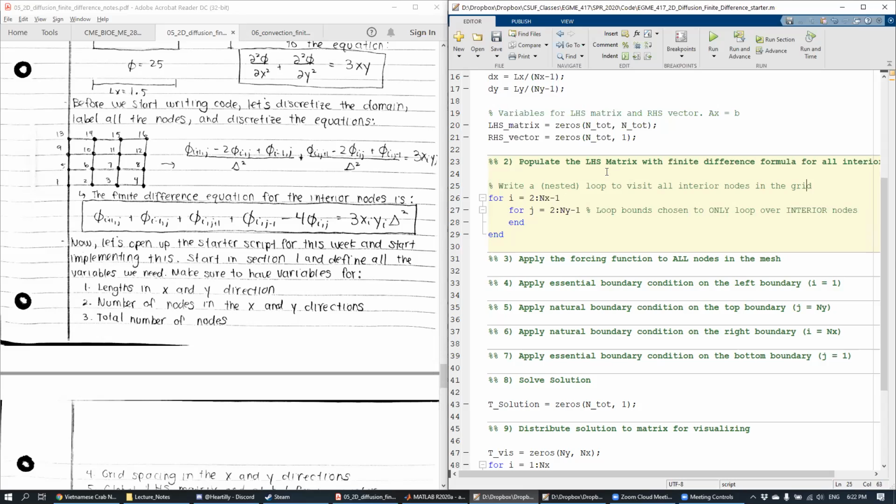Right, because if you did this all the way, so like say that you did 1 to nx, right? So that would be the full sweep from left to right. Then you would visit the boundary nodes and the interior, but we don't want to visit the boundary nodes because we'll deal with them later, okay? And so we're only going to loop from 2 to nx minus 1.